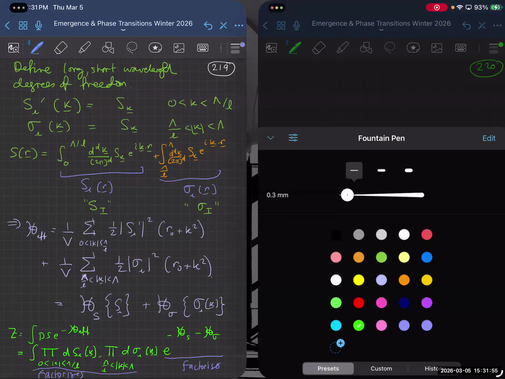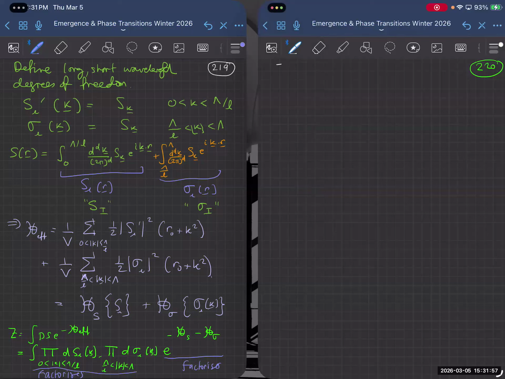And so what we end up with is that the partition function, which depends on one parameter, R naught, is equal to the partition function for the long wavelength degrees of freedom times the partition function for the short wavelength degrees of freedom. And we saw that in real space too.